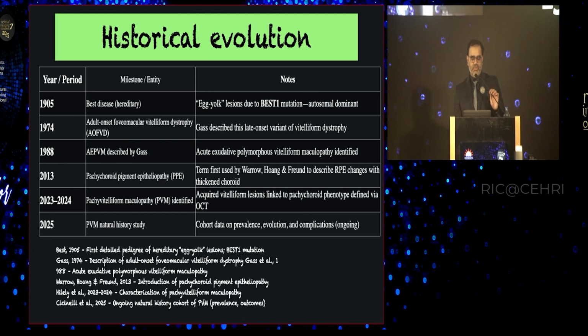Coming to the evolution, vitelliform lesions were mentioned as early as 1905. Then our pachychoroid spectrum disease was initially described in 2013. And this pachyvitelliform maculopathy was diagnosed only in the last couple of years. These are the two papers that I'll touch upon.